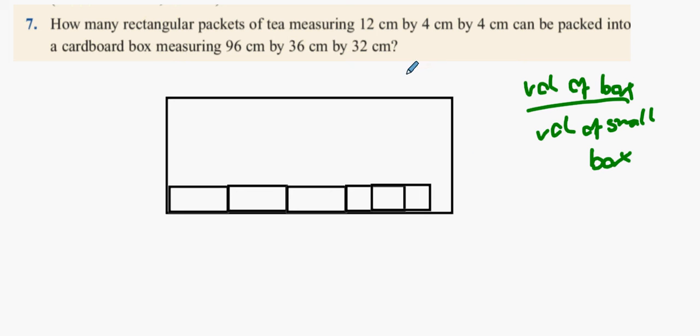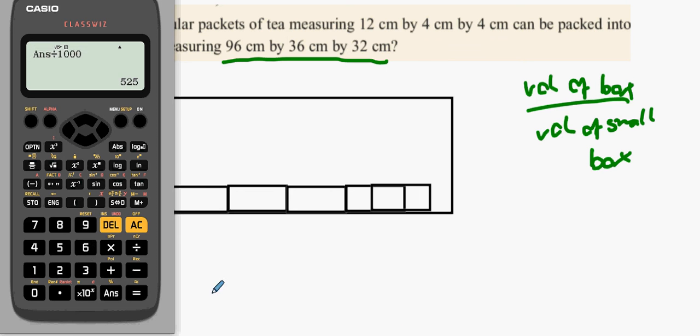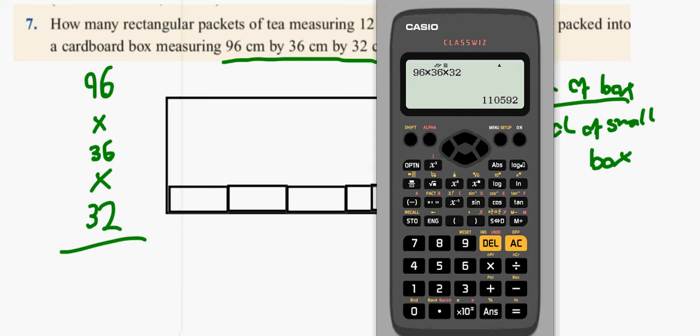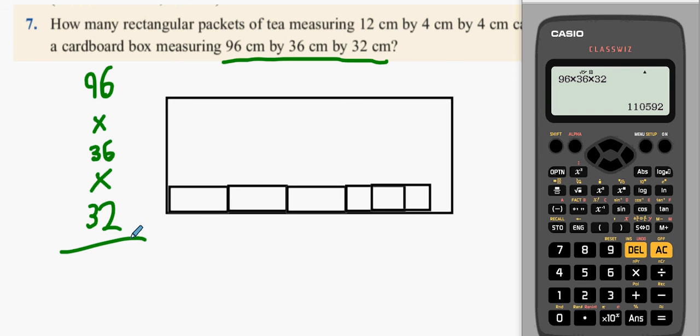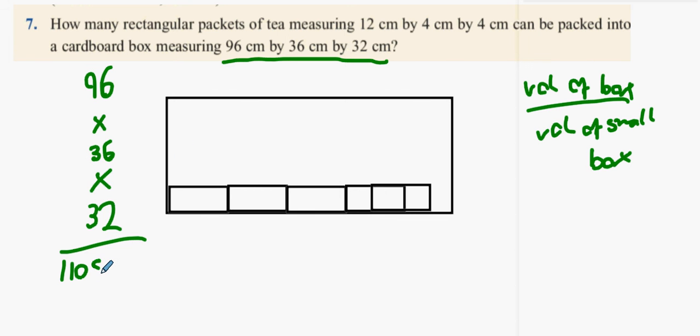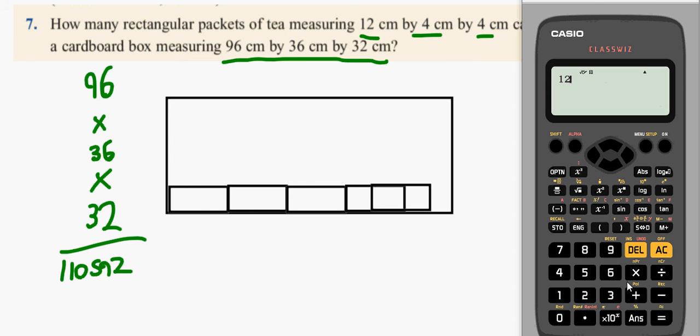First of all, let's get the volume of the big box. What's the volume of the big box? 96 by 36 by 32, and what do you get? Is that what you got? Alright. What about the small ones? What size are the small cartons? 12 by 4 by 4 is 192. Everybody cool with that?